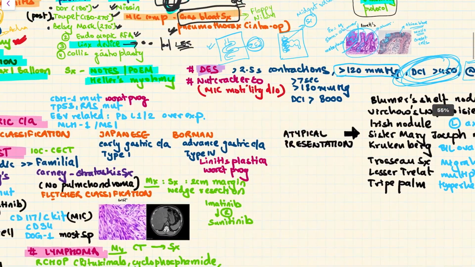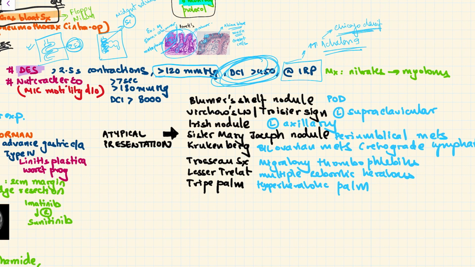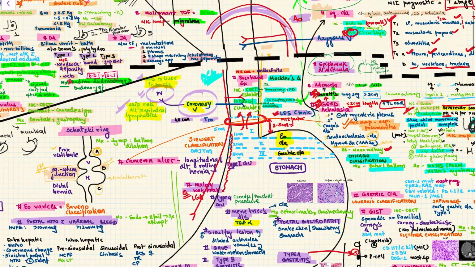So for diffuse esophageal spasm, what we do is we give nitrates, and if it does not respond to nitrates, then myotomy is done. Another motility disorder is nutcracker esophagus, which is the most common motility disorder. Here the DCI will be very high, more than 8,000. So that completes the motility disorders of the esophagus as well.